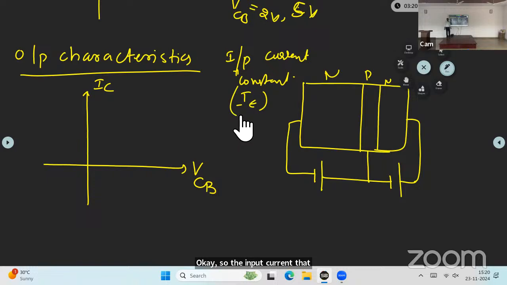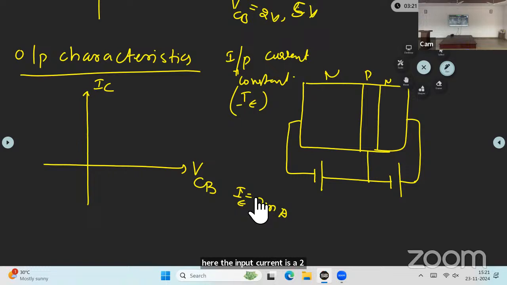First, keep it at 0 amps. Or you can keep it at 2 milliamps. Okay, now the input current is 2 milliamps. Listen carefully. Here the input current I am keeping is 2 milliamps.